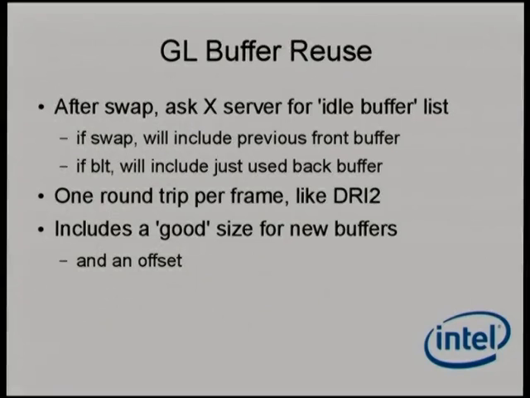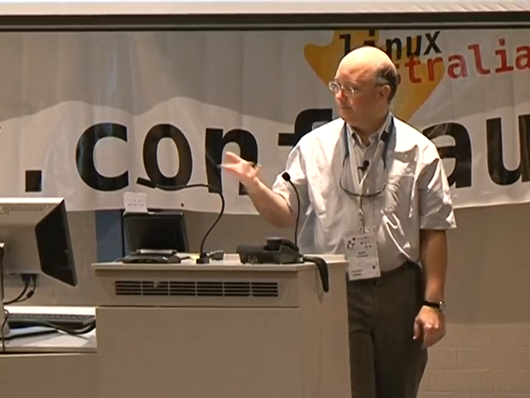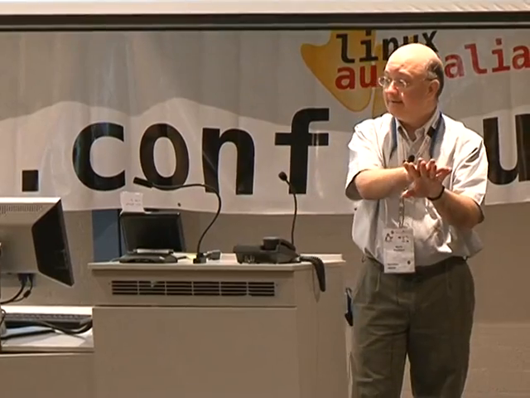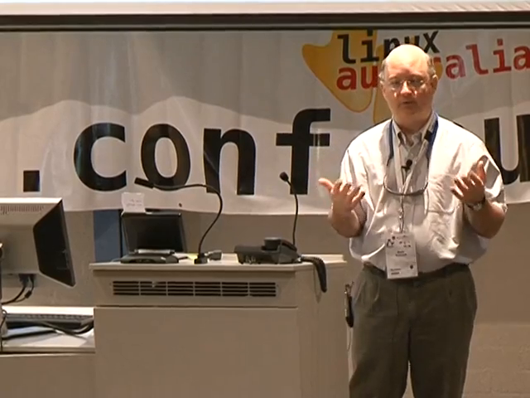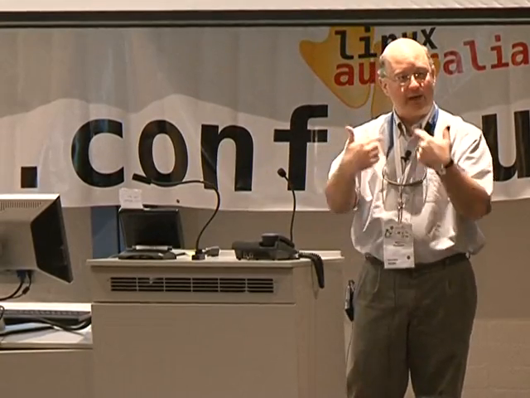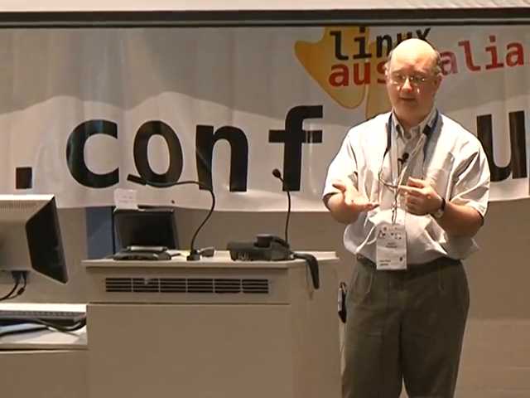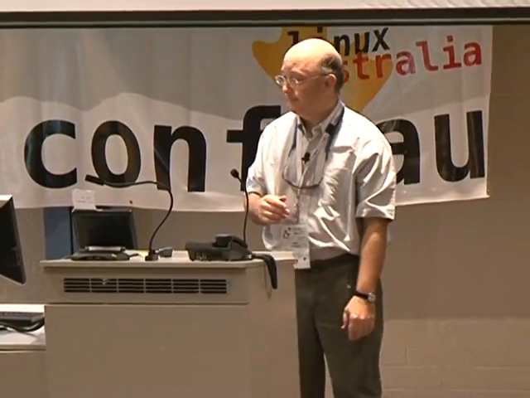For GL buffer reuse, what we're going to do is after the swap, the application is going to ask the X server, hey, I sent you a bunch of buffers. Are there any of those you're not currently using? Those might be good ones for me to use again. So if you just swap 2 buffers, then one of the idle buffers is going to be the previous front buffer. If you did a blit, then you'll just get the previous back buffer. Now the X server is welcome to do whatever kind of swap it wants, whatever is the most efficient. So if you do a swap and then a blit, then you're going to get 2 buffers back, the previous front buffer and the previous back buffer, because both of those are going to be idle now.